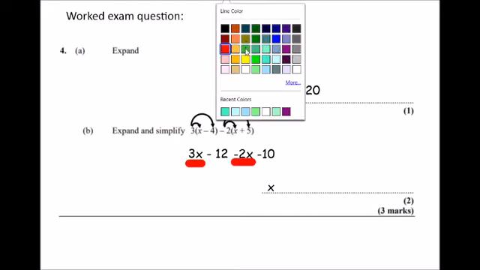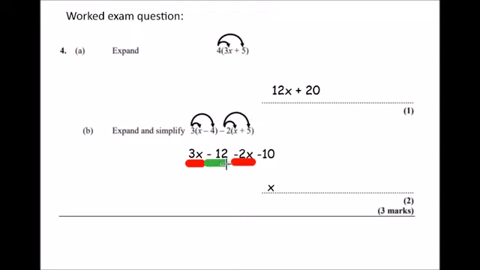So with the numbers, we have got minus 12. This minus belongs to this 12. Minus 12, minus 10. If we add minus 12 minus 10, we get minus 22. So overall, our answer is x minus 22, and we get our 3 marks.